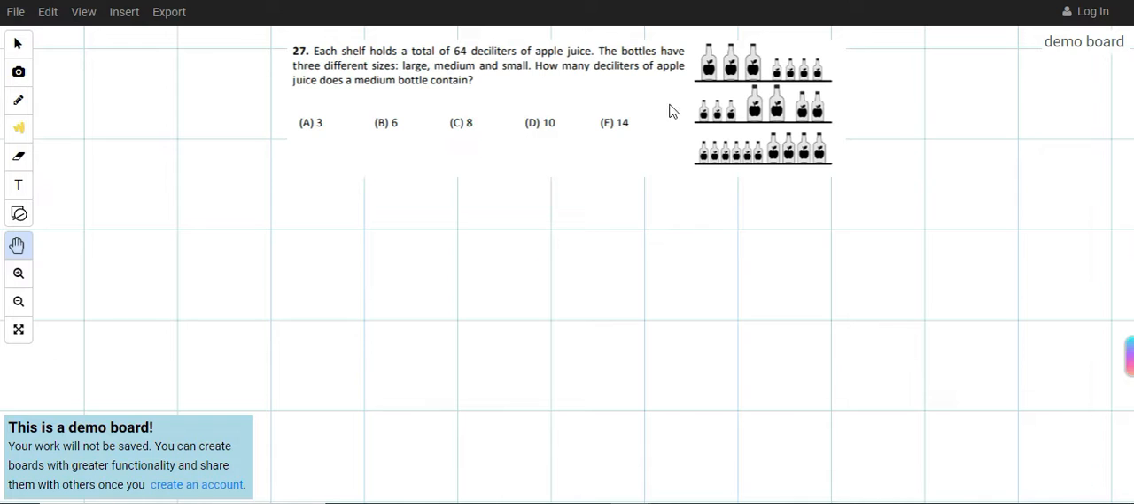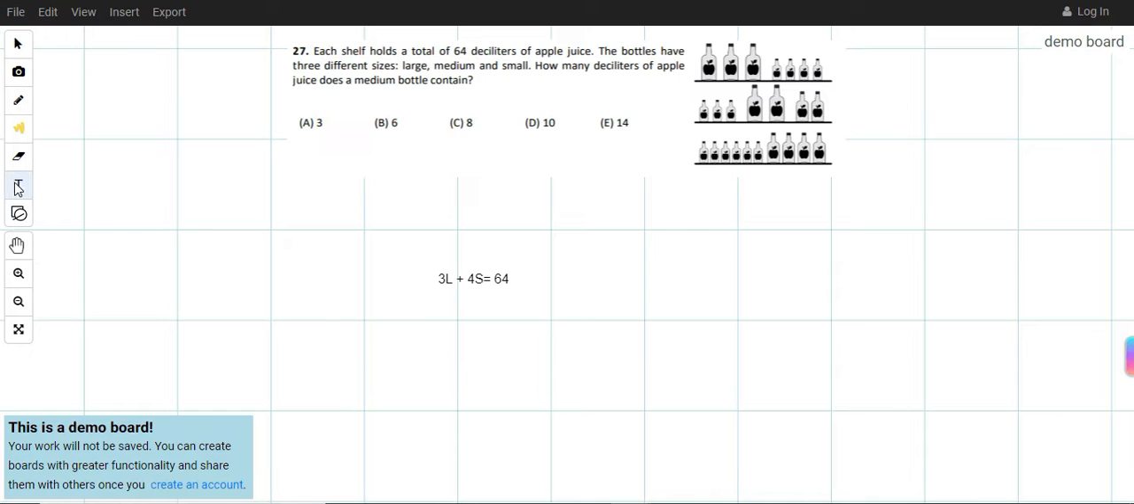So what we're going to be doing here is substituting all these sizes for a variable, so it can be easier to put in an equation format. We're going to put these 3 bottles here as 3L, where L is for large, so that way we can make multiple equations. So 3L plus 4 small, so 4S, is equal to 64.